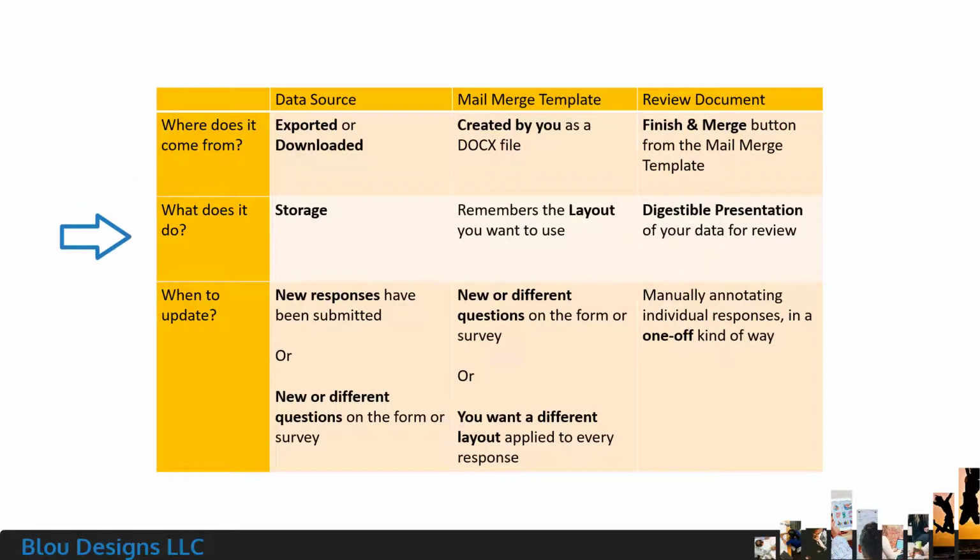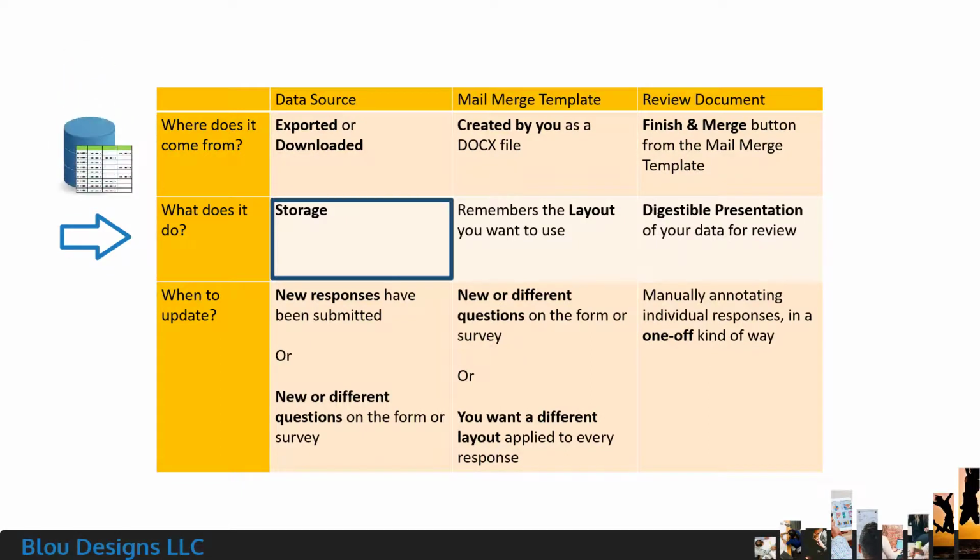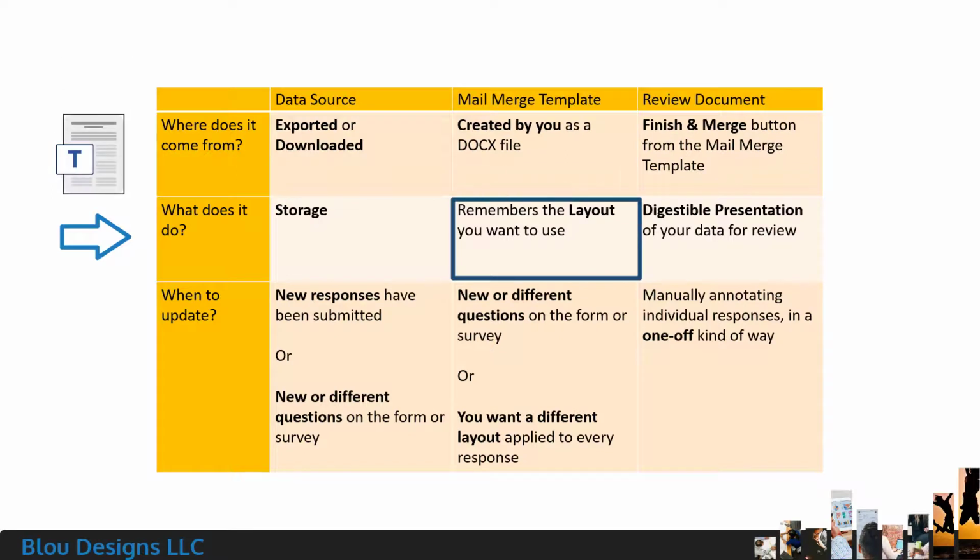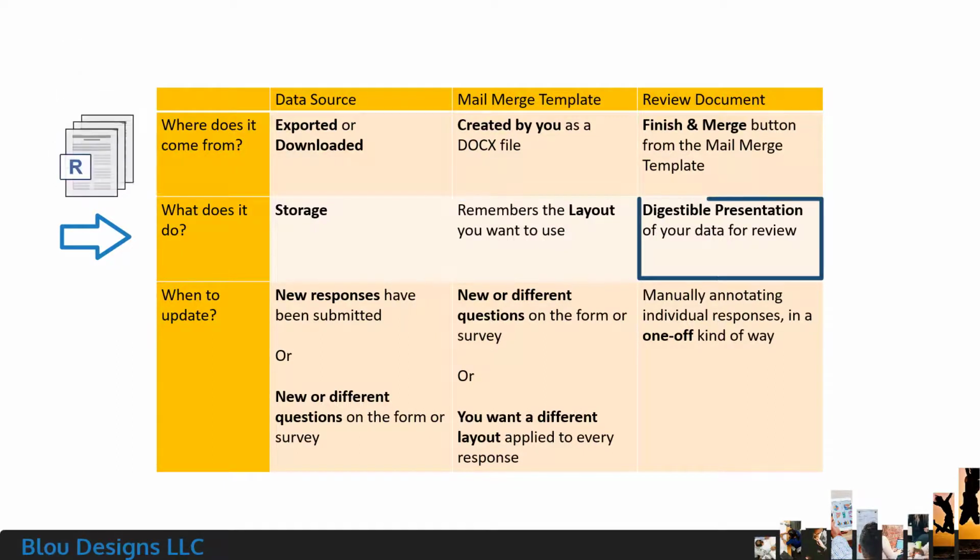What do these files do? The data source is for storage. It stores the collection of responses that your form or survey has received, 1 data row per response. The mail merge template remembers the layout you want to use for how you need to see your response data in order to efficiently and effectively review it. And it lets you automate the process of getting all of your responses in this new layout. The review document is the digestible presentation of your data for your review. For the most part, it's just an output file that's ready for you to read through.